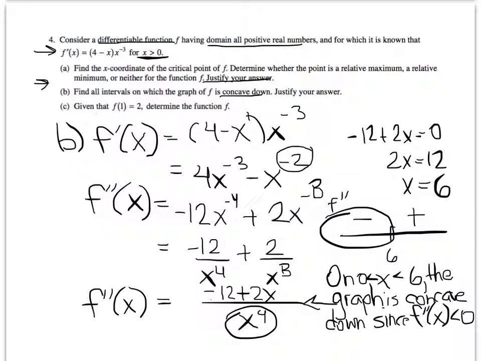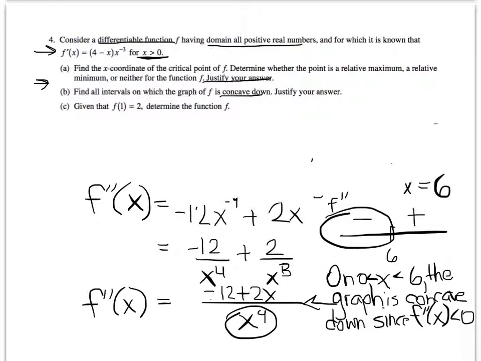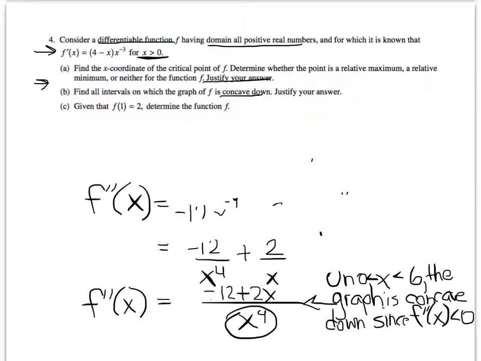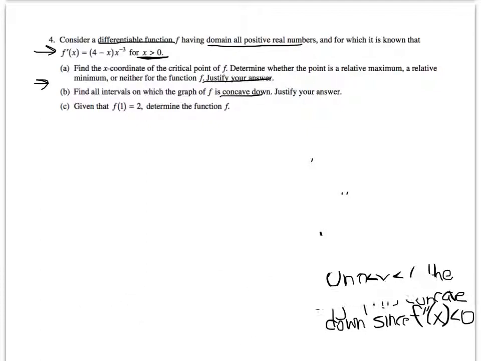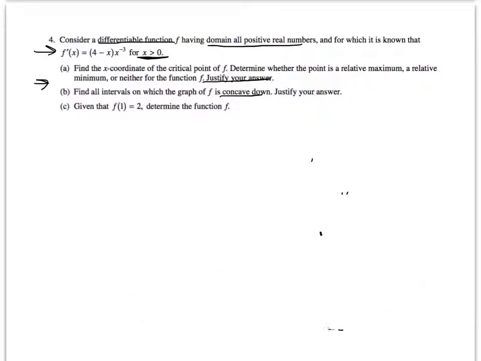Now let's move on to part C. In part C, we are given a value for f, and we are told that if f of 1 is 2, we have to find the function f. Again, there's a variety of ways to do this problem, but I know that I am given the derivative, and from the derivative, I need to find the f function. So in other words, I need to go backwards. Well, we call that an antiderivative, right? So f prime of x is 4 minus x times x to the negative third.